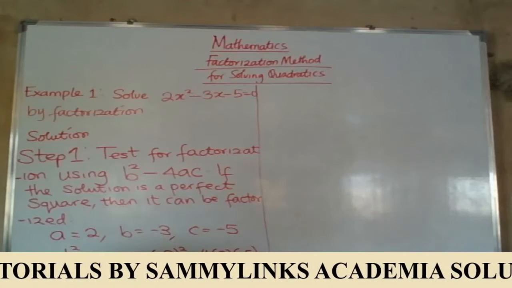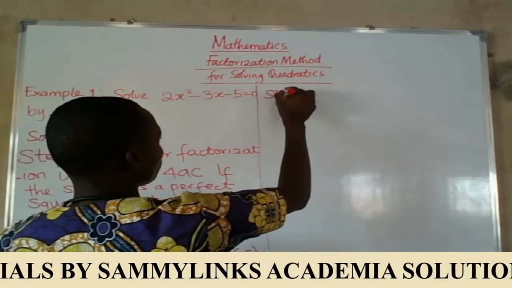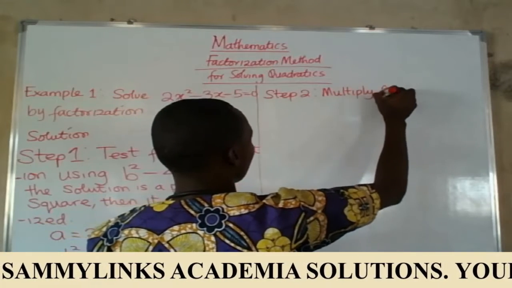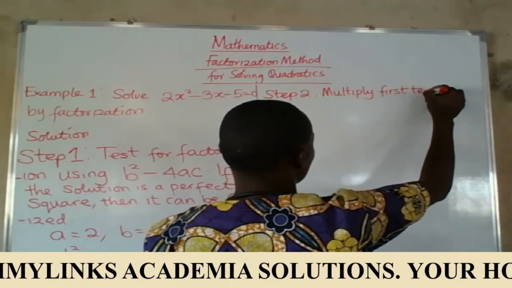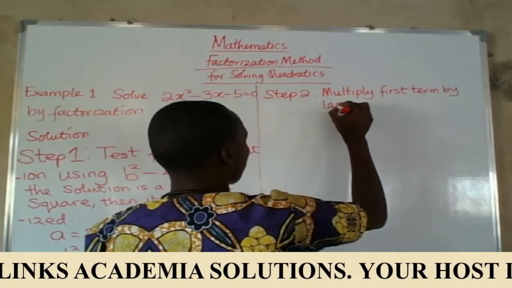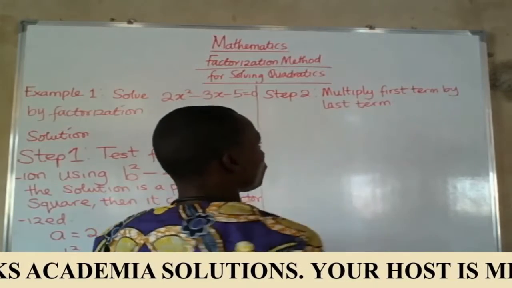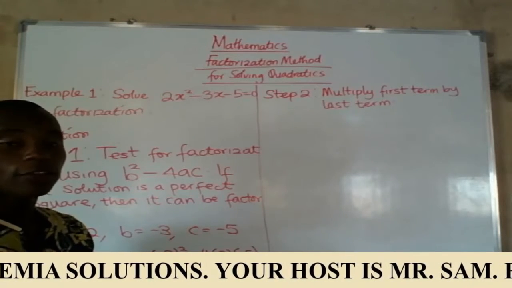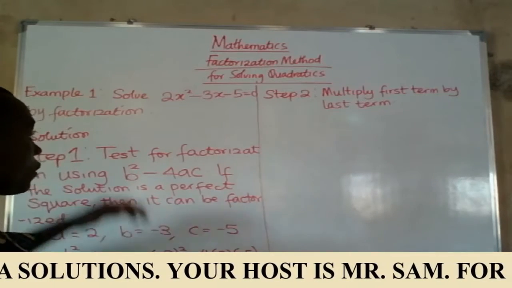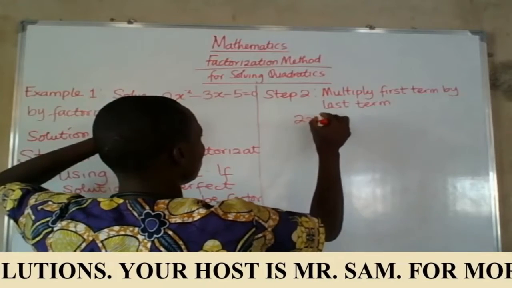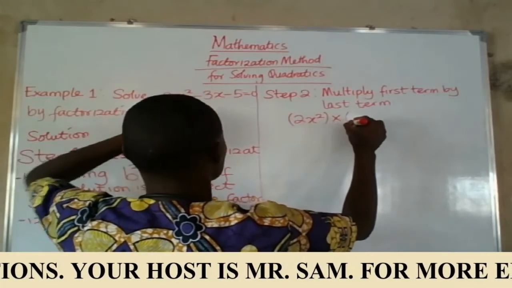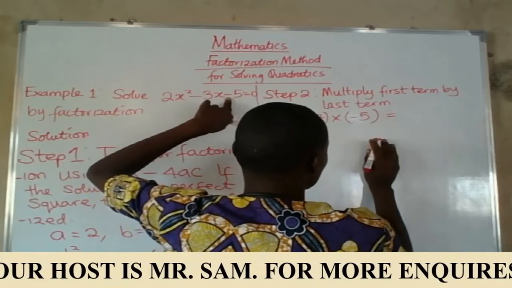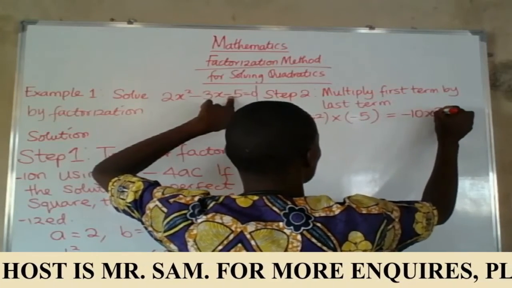Then we go to step 2, which will help us to look for the factors. Step 2 says we should multiply the first term by the last term. What's the first term? The first term is 2x squared. The last term is minus 5. If we multiply the two, we have 2x squared times minus 5, and that's going to give us minus 10x squared. And we go to step 3.